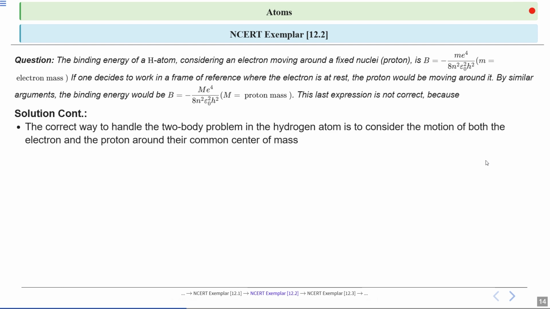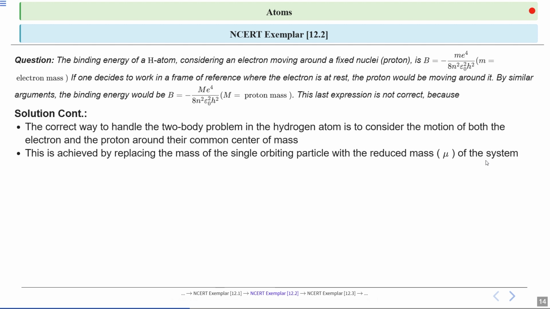First, notice that in reality both the electron and proton move. They both orbit around their common center of mass, not just one around the other. This is a classical example of a two-body problem in physics. It's important to recognize that the motion of both particles affects the system's energy, not just the lighter electron.